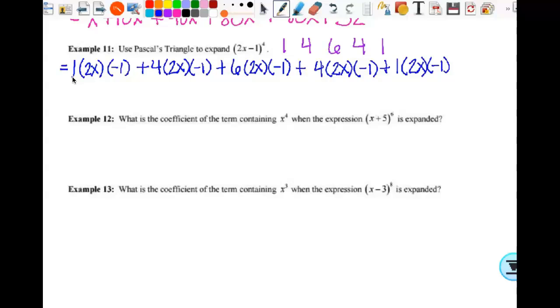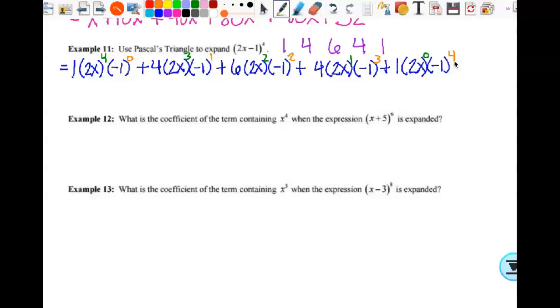Okay, so then what exponent goes on this first 2x? 4. And then it goes down from there, right? 3, 2, 1, 0. What exponent goes on the first negative 1? 0. And then we go up. 1, 2, 3, 4.